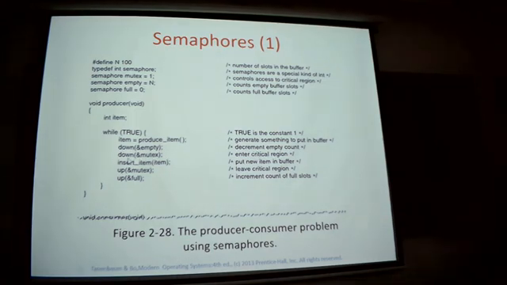Its task is just to insert the generated item into the buffer, yes? Okay? After this task has finished, the producer should leave the critical region. It means that we can wake up the consumer. Okay, so we just use the up operation with this one, and then mutex changes to one. It means another process can enter into the critical region.